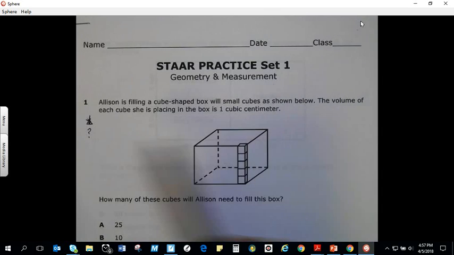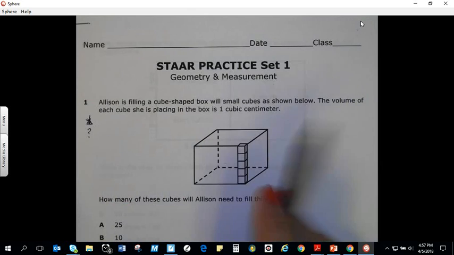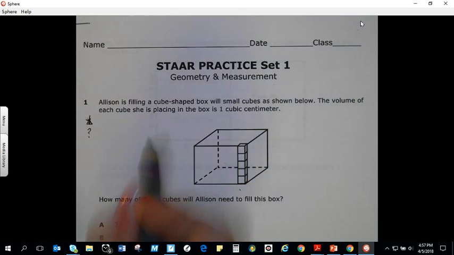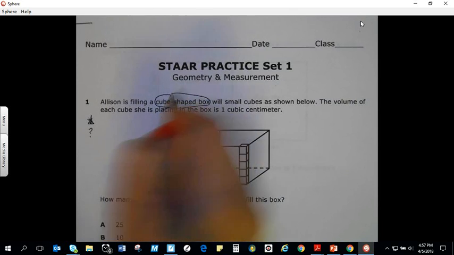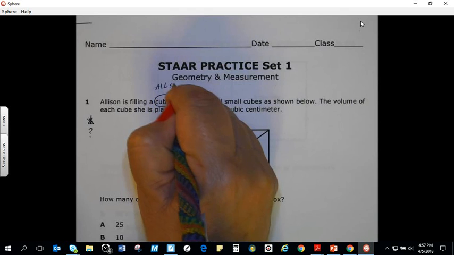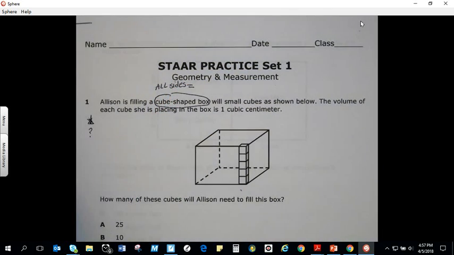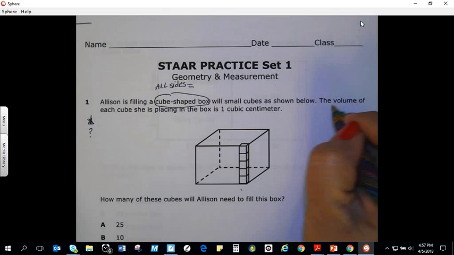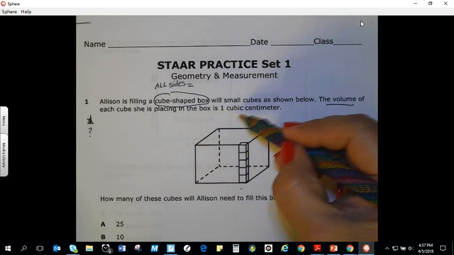Okay, so let's look at this one. Allison is filling a cube-shaped box with small cubes as shown below. I want to make sure that I know that a cube-shaped box, the first thing is that all sides are equal. That's one first thing. The volume of each cube placed in the box is 1 cubic centimeter.